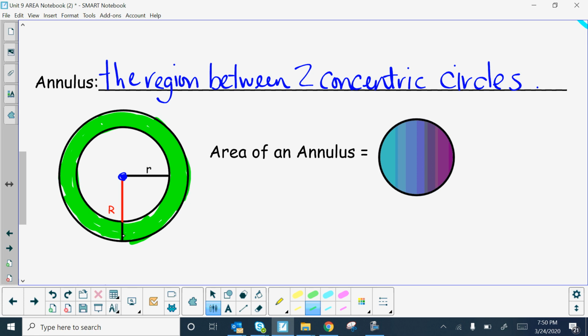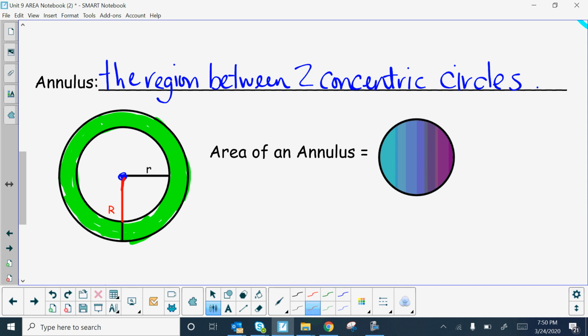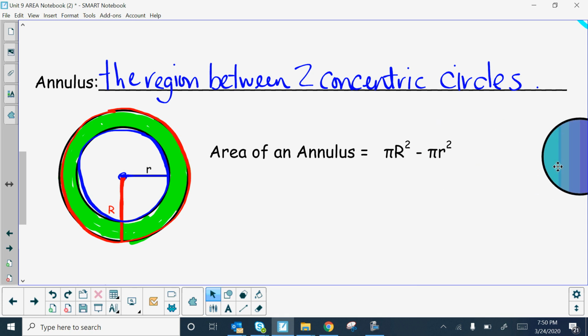And so how do you find the area of that right there? Well, it's just basically finding the area of 2 circles. So this red segment right here is represented by big R. That's the radius of the big circle. This little section right here that I'm about to highlight in blue, or that radius, I should say, that's the radius of the small circle. And so all you have to do is take the big circle and minus the small circle, and that'll leave you the area of that green shaded section. And that's how you find the area of an annulus.